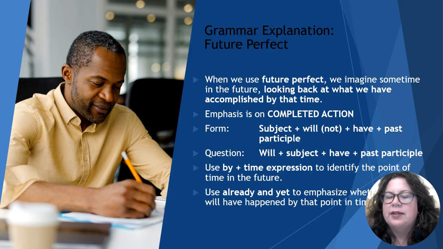And the form is subject plus will, if it's negative, will not, plus have plus past participle. If you remember, the past participle is like the third form of the verb. When you were memorizing those verbs, drink, drank, drunk, it's that third form. That's past participle. For regular verbs, it's just ed. It's just the irregular verbs you might have to worry about.